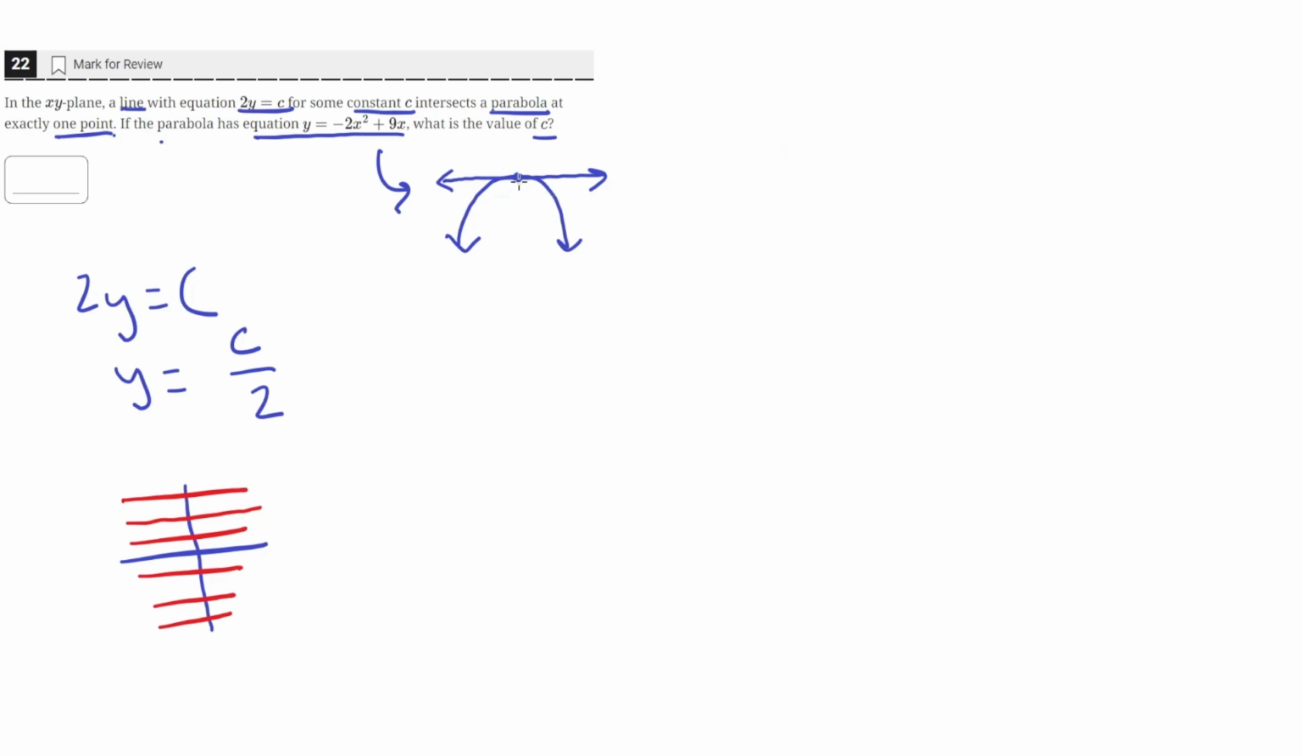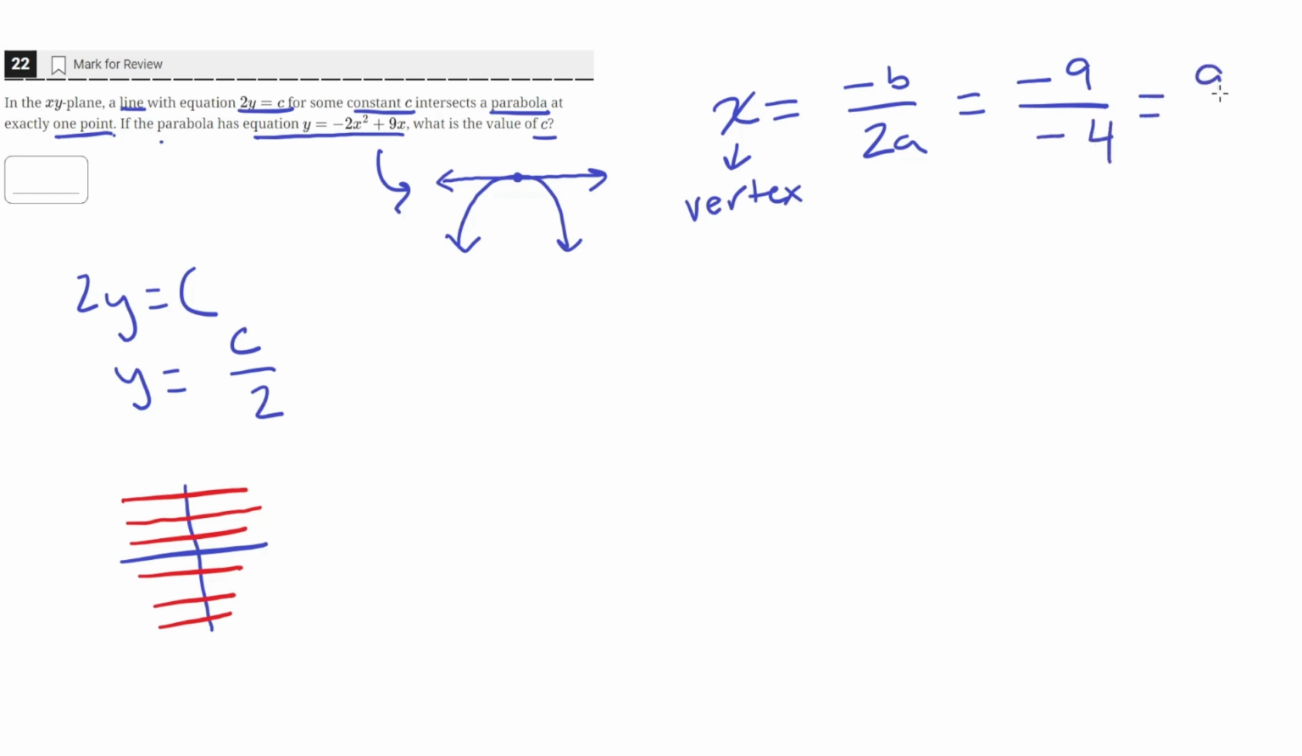The x value at the vertex of a parabola is equal to negative b over 2a, where b is the coefficient of the x term and a is the coefficient of the x squared term. So in this case it's negative 9 over 2 times negative 2, which is negative 9 over negative 4, which simplifies to 9 over 4. So this is the x value of the vertex, which is the point where they intersect.